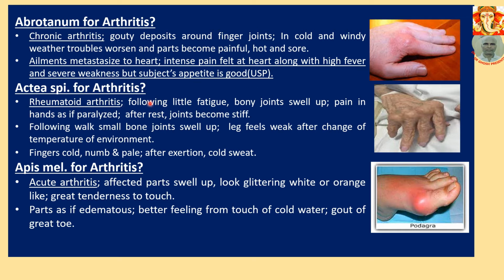Actaea spicata for arthritis, rheumatoid arthritis. Note the situation: chronic arthritis, rheumatoid arthritis. This is the incurable type of arthritis where the immune system has been deformed. Following little fatigue, bony joints swell up. Pain in the hands as if paralyzed. After rest, joints become stiff. This is the picture.